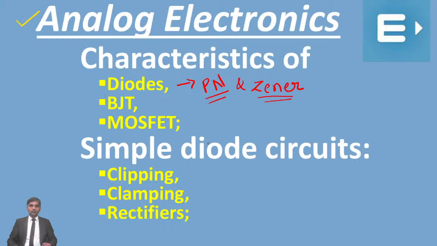Similarly, if we move on to the next topic, the characteristics of BJT. What do you mean by BJT? BJT stands for bipolar junction transistor. Why is a BJT called BJT? My question is, as the diode is called diode, definitely there might be a reason why a BJT is called BJT, right?